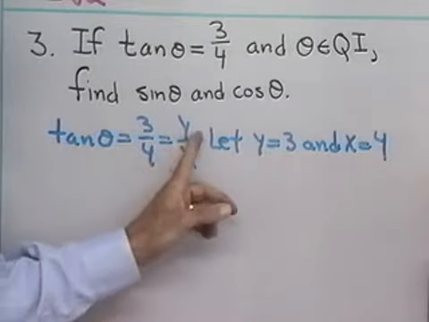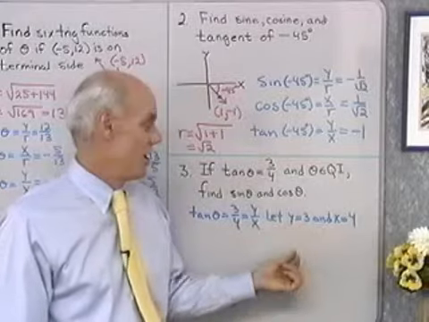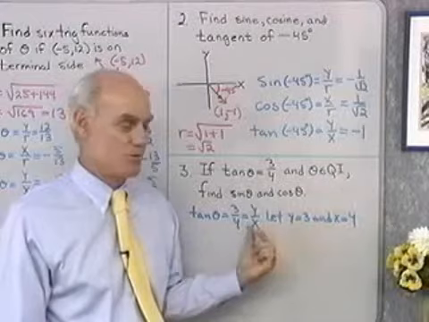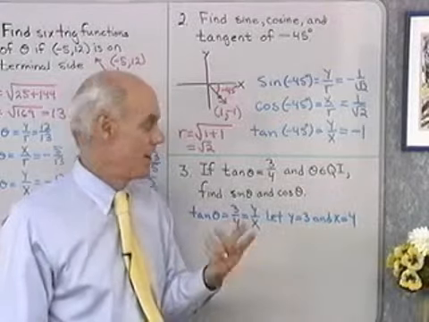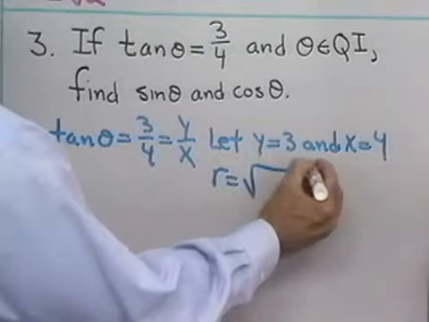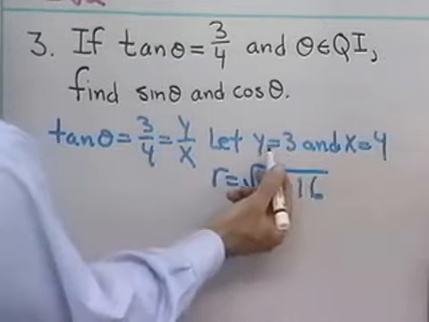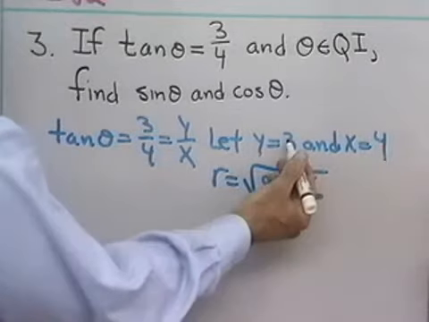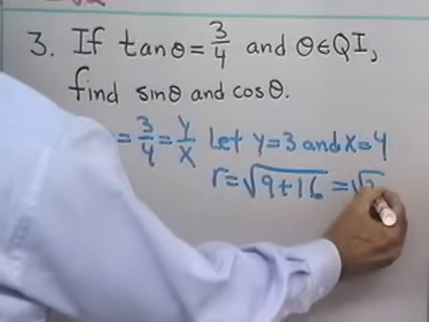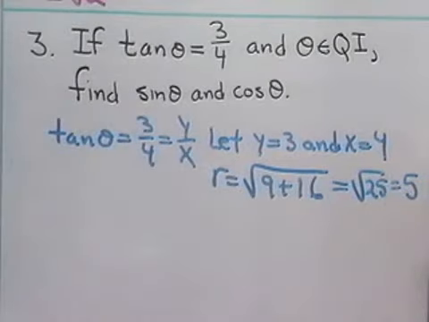Now, just because the ratio of y to x turns out to be 3/4 doesn't mean always that y is 3 and x is 4, but I can at least let y be 3 and x be equal to 4 and get two numbers whose ratio is 3/4, and that's all I need. Now, let's find r. R is equal to square root of x squared plus y squared. Square root of x squared, which is 16, plus y squared, which is 9. Square root 25, or I should say positive square root of 25, which is 5.